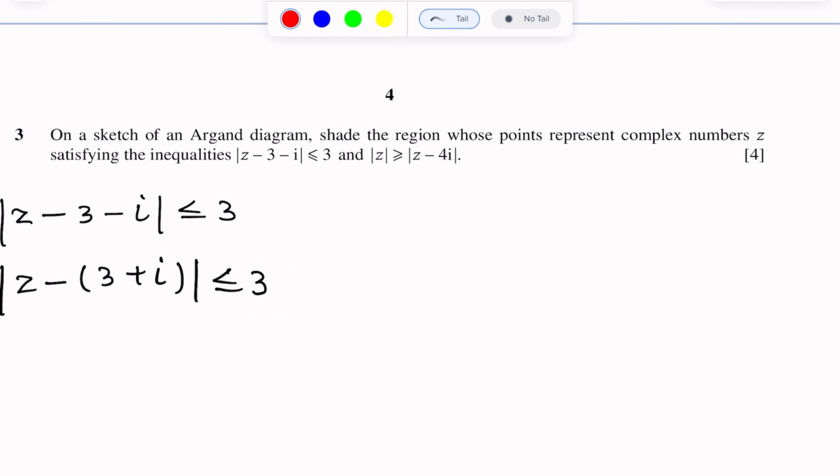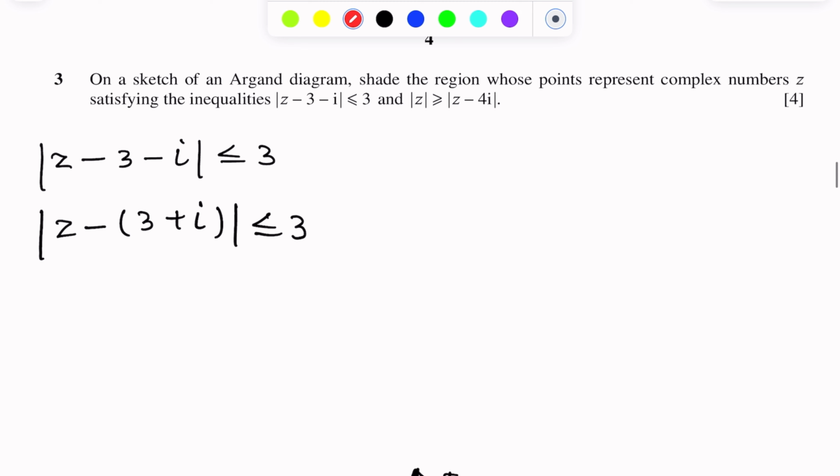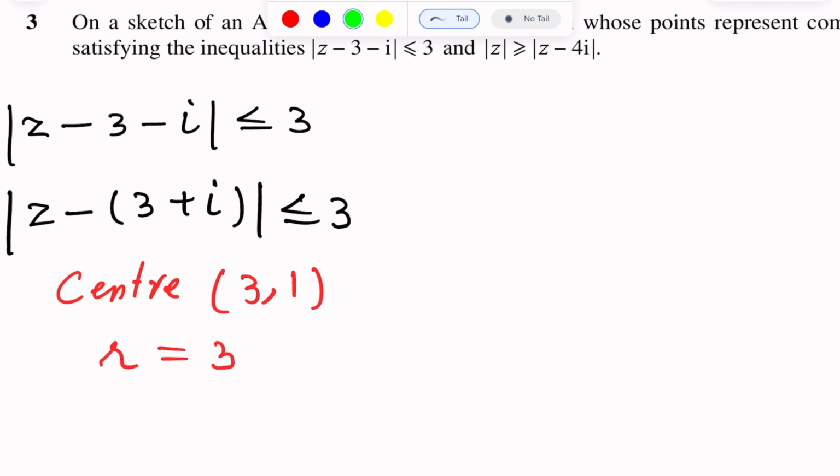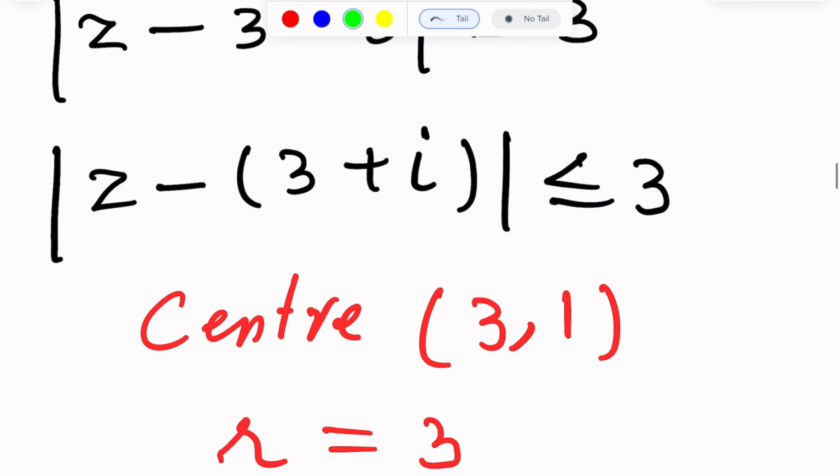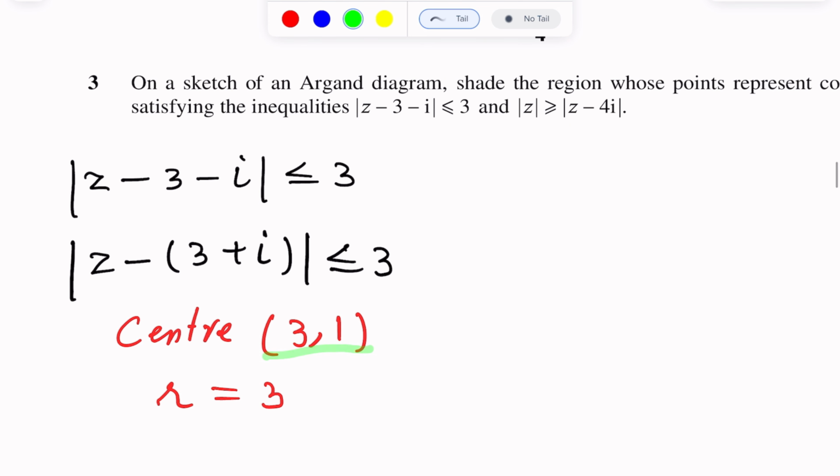So the center of the circle is (3, 1) and the radius of the circle is 3. This complex number z is a general complex number. The point of this complex number shows the center of the circle, that is (3, 1), and radius is 3. We have to sketch a circle with center (3, 1) and radius 3.